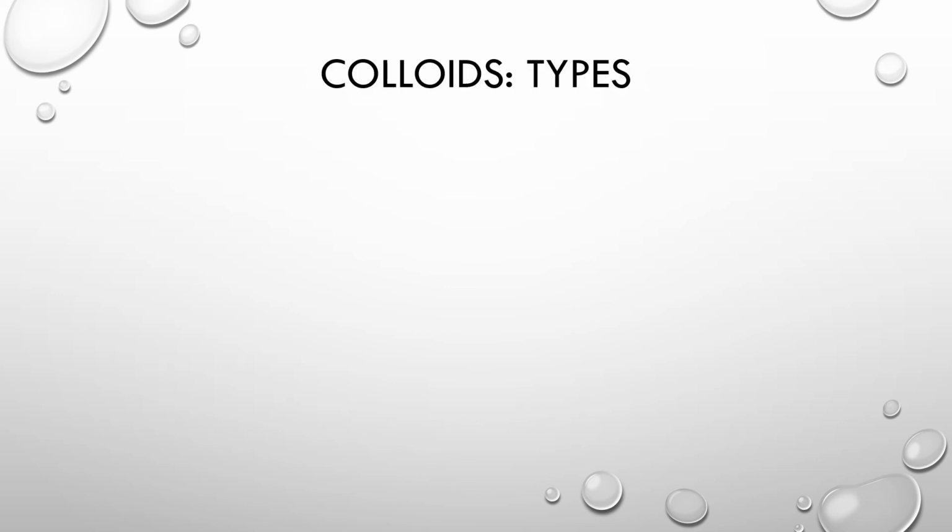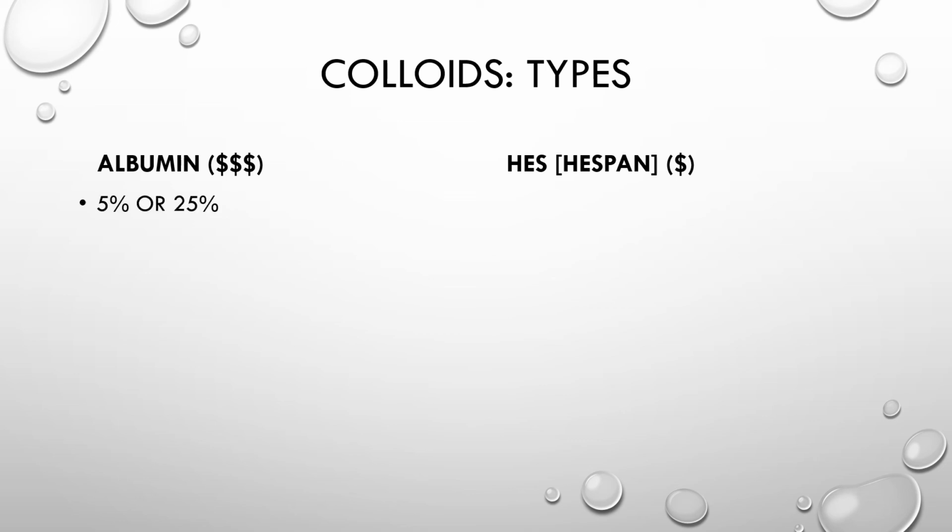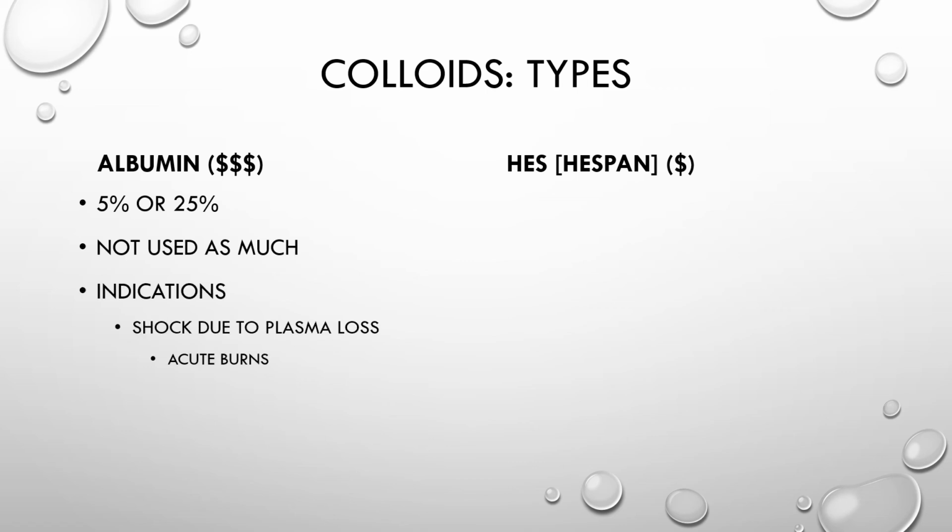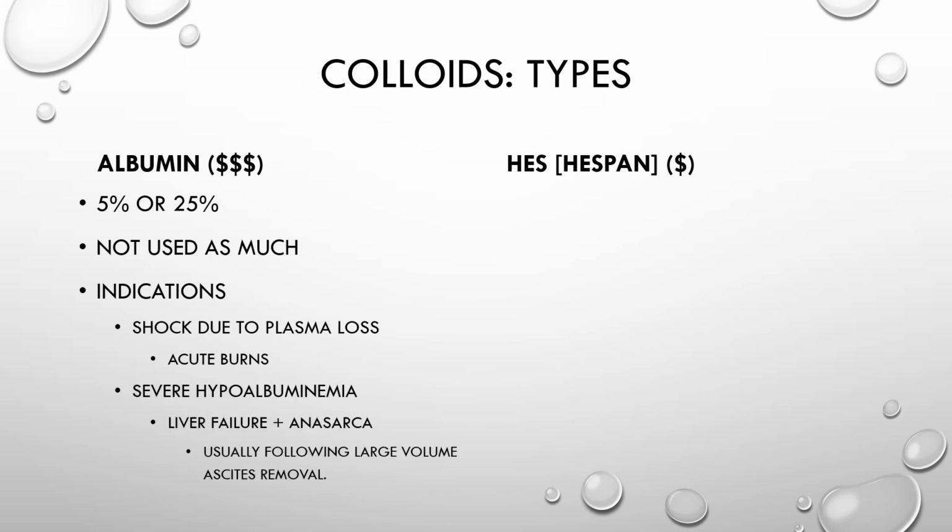Colloids come in two basic types: albumin, which is very expensive, and HES, or Hespan, which is a little expensive. Albumin comes as 5 or 25%. It's really not used very much anymore, although it used to be used quite a bit in the past. Indications for it include either shock due to plasma loss, such as acute burns, or severe hypoalbuminemia, such as liver failure plus anasarca. It's usually used in large volume ascites removal.